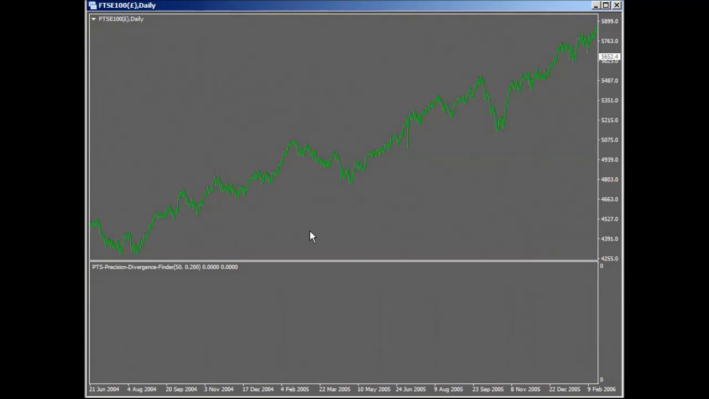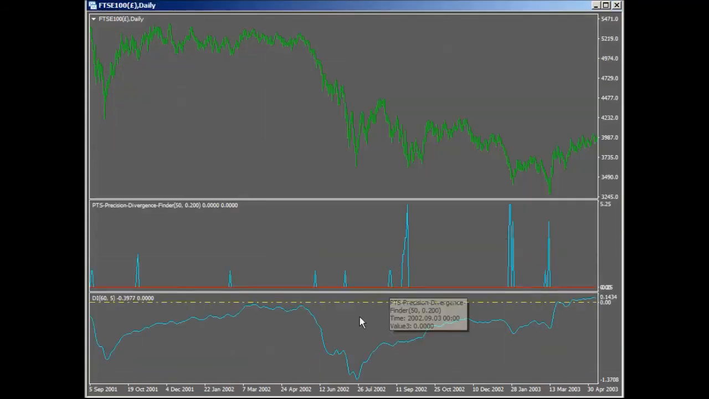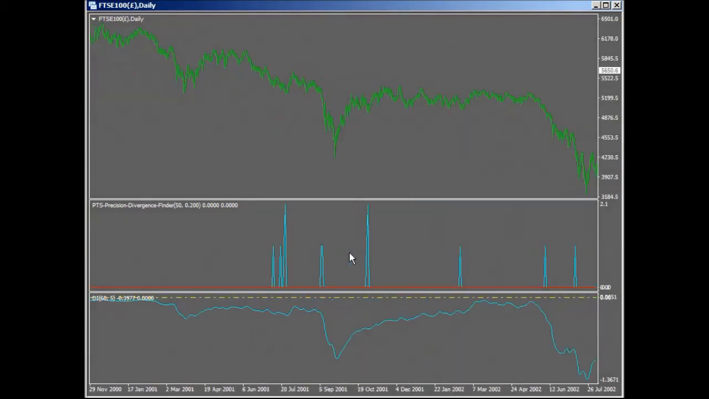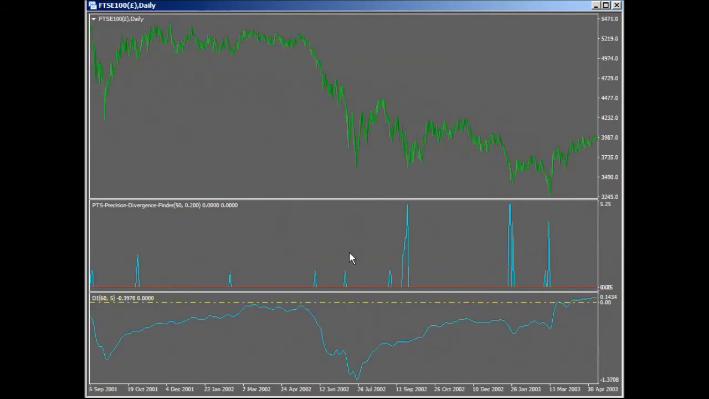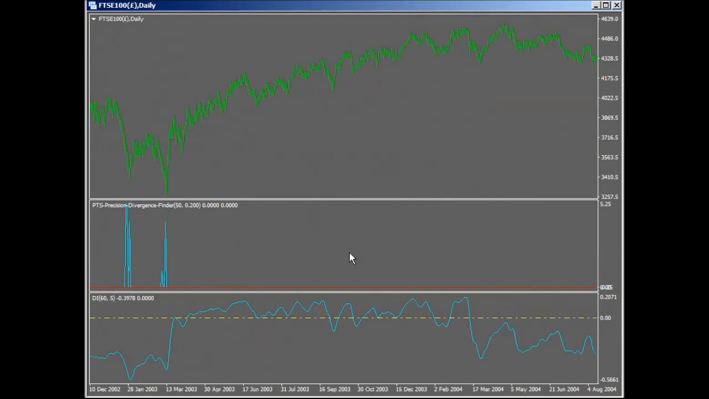Demand Index is another product which I've got available from MultiCharts, but if you use it on its own, if you don't know what you're doing, you won't find it of much use. But if you use it to look for these divergences, it's very useful. There's a lot of different signals you can use with it.